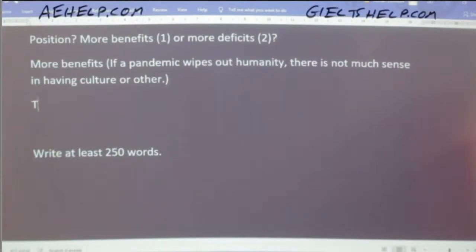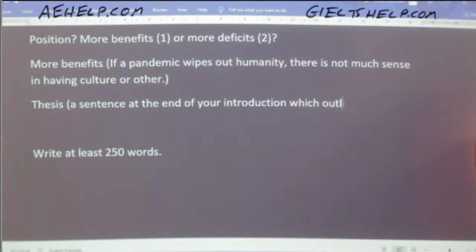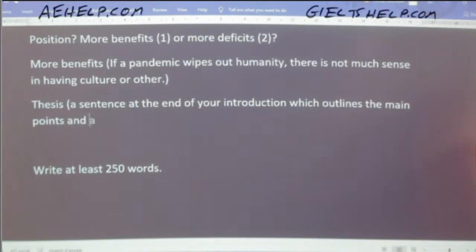Okay. So the thesis is basically an outline. It's a sentence at the end of your introduction which outlines the main points and arguments of your essay.